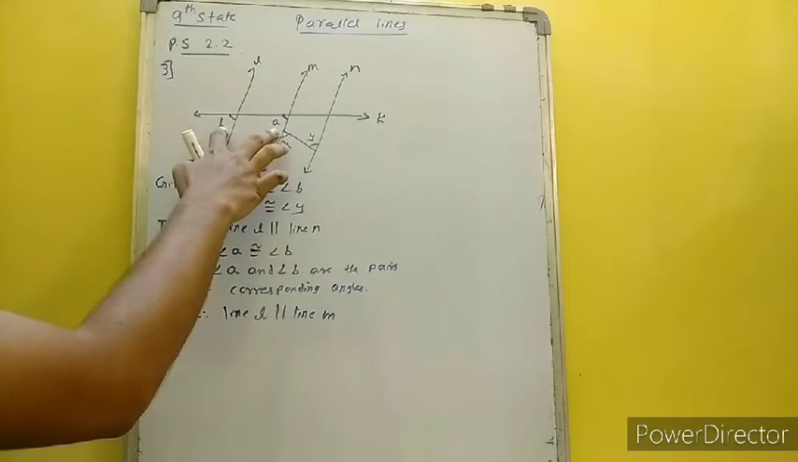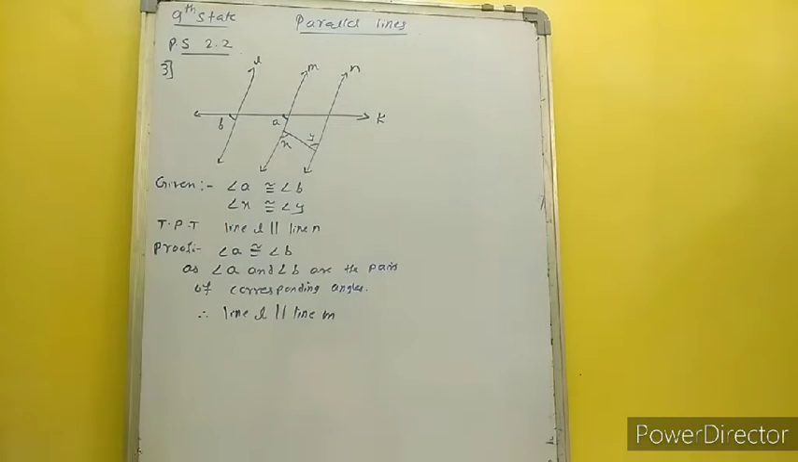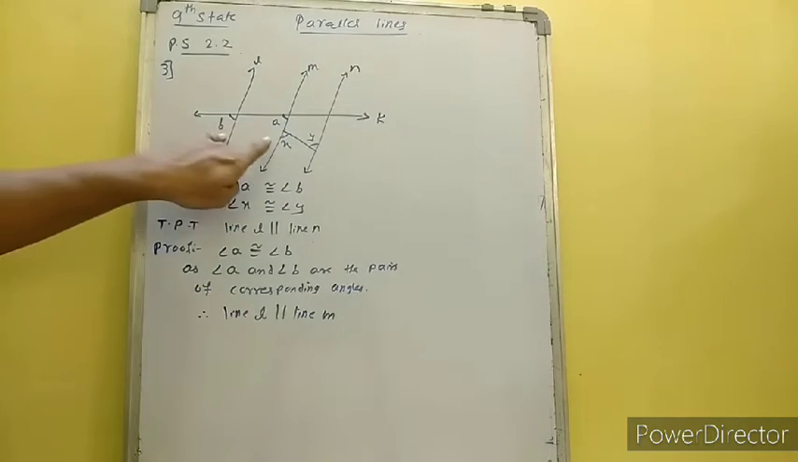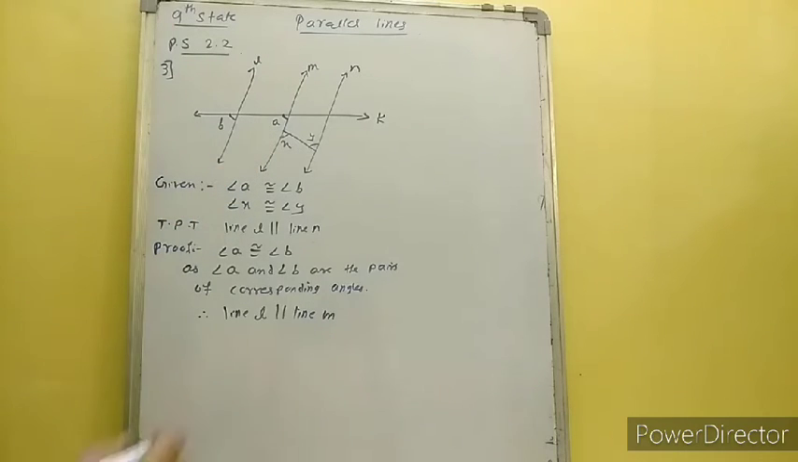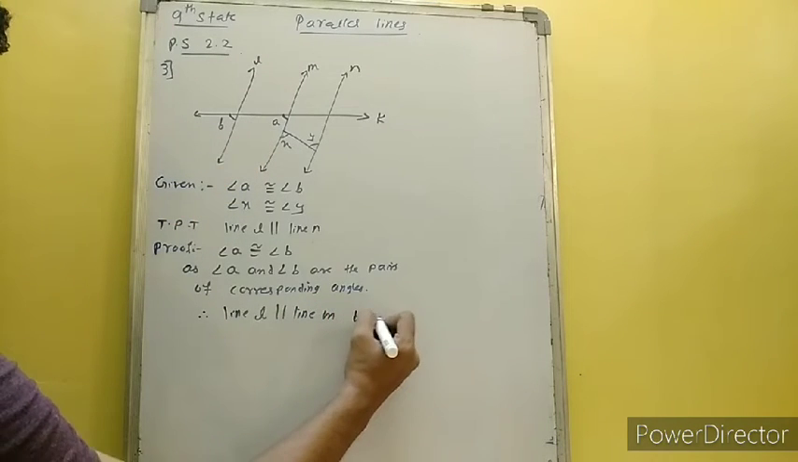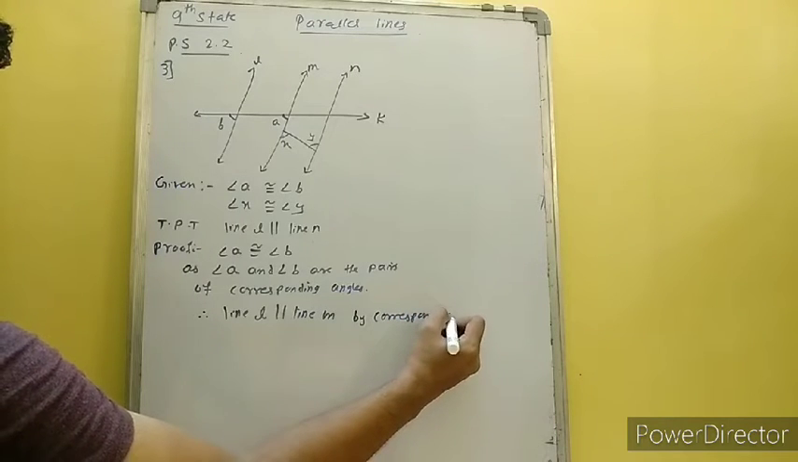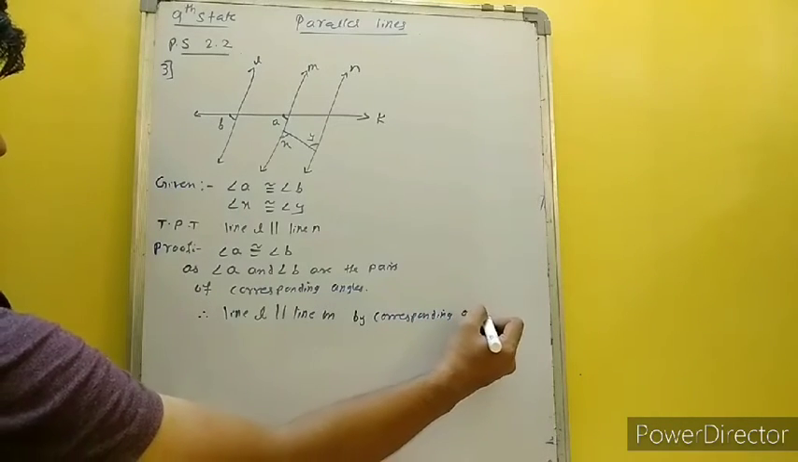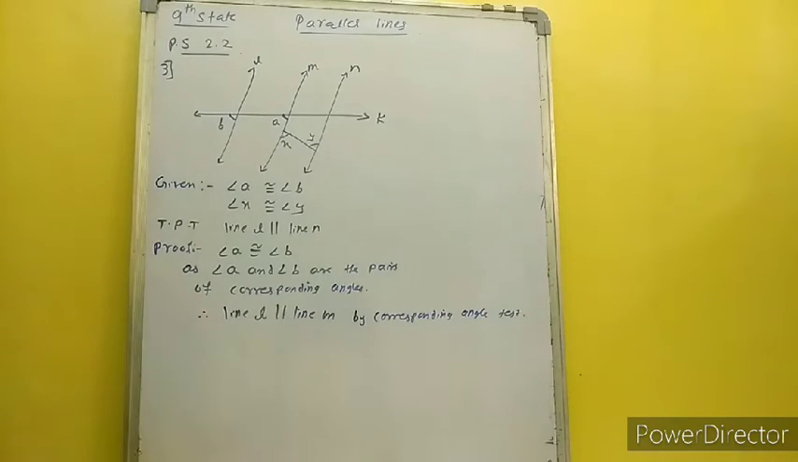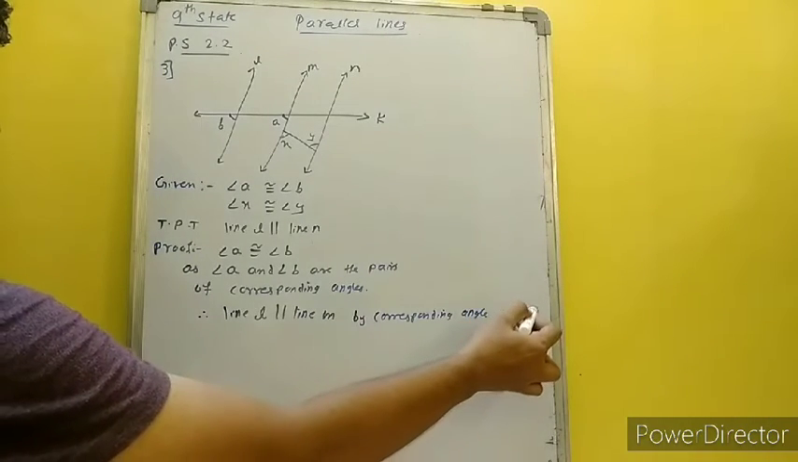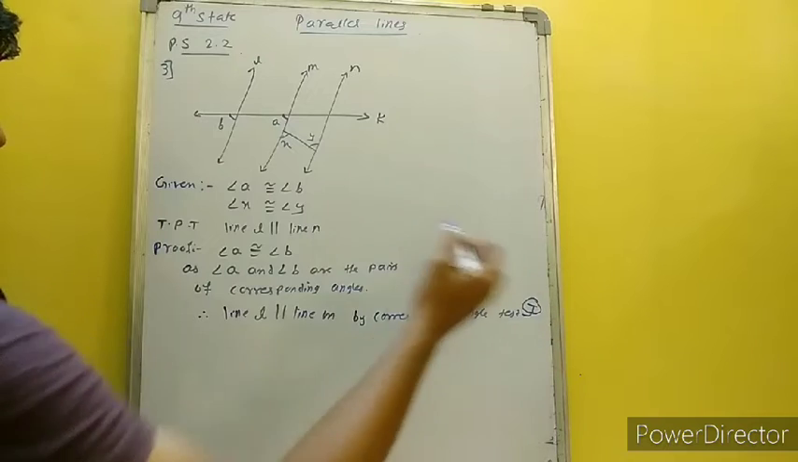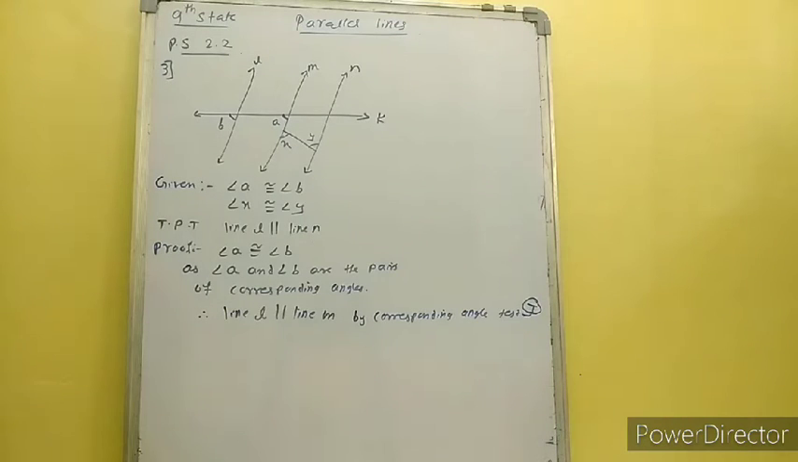Okay, they are the pair of corresponding angles above the line, called as corresponding angle. Therefore, lines are parallel. When angles are equal and we are proving that lines are parallel, we will write by corresponding angles test. Okay, I'll name this as equation 1. Okay, by corresponding angle test.